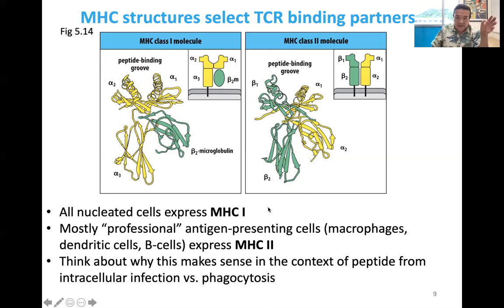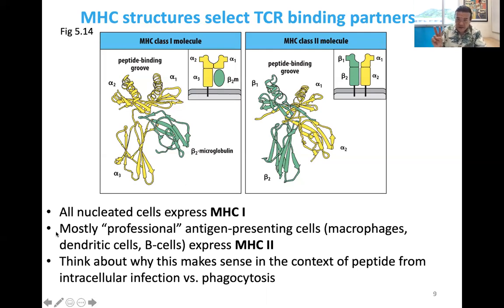All nucleated cells in our body express MHC type 1, right? And that makes sense if you think about the fact that for all nucleated cells in our body, there is a chance that the cell could be infected by something from the outside, like a pathogen. So all cells in our body, with the exception of certain cells like red blood cells that don't really have a nucleus, have MHC1 on their surface, ready to present the red dot if there's a red dot coming from inside the cell.